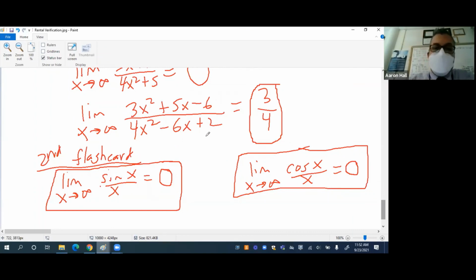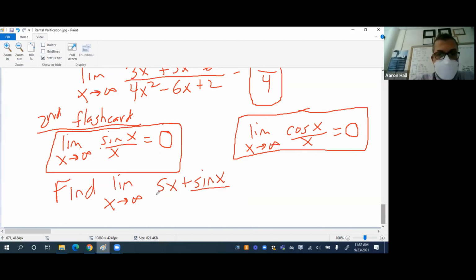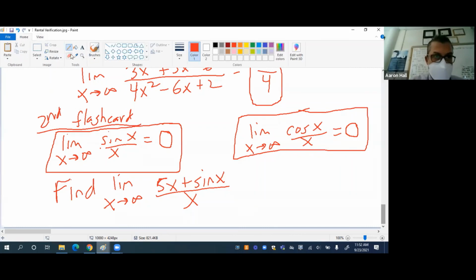All right, so using these flashcards, how am I going to figure out the limit as x approaches infinity of 5x plus sine of x over x? That's like an S. Better? Yes. How about if I just start over?